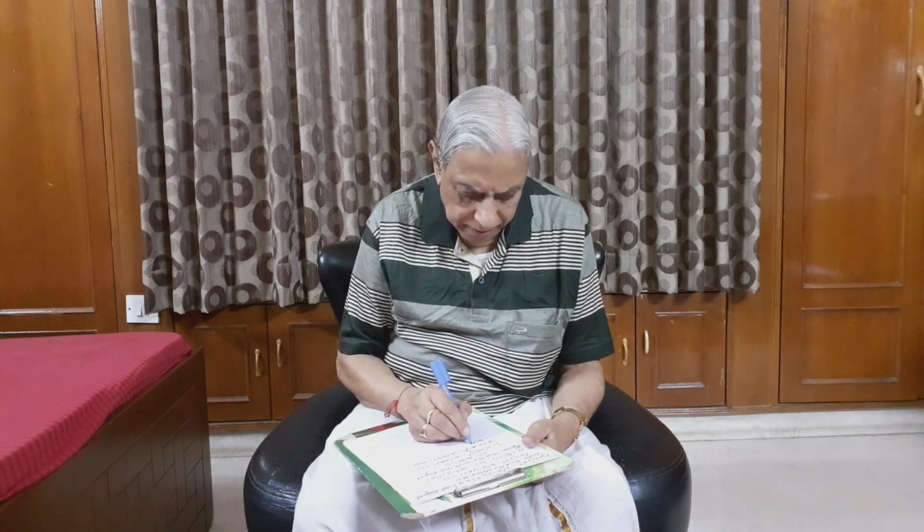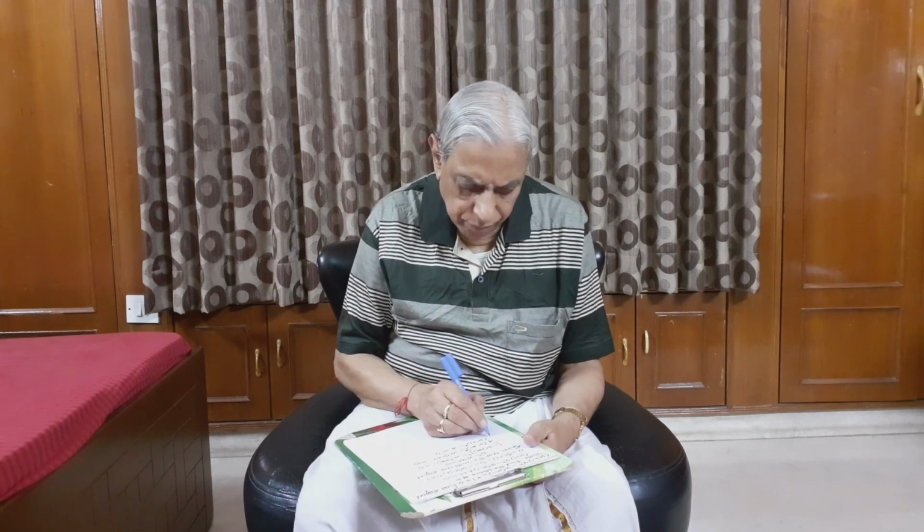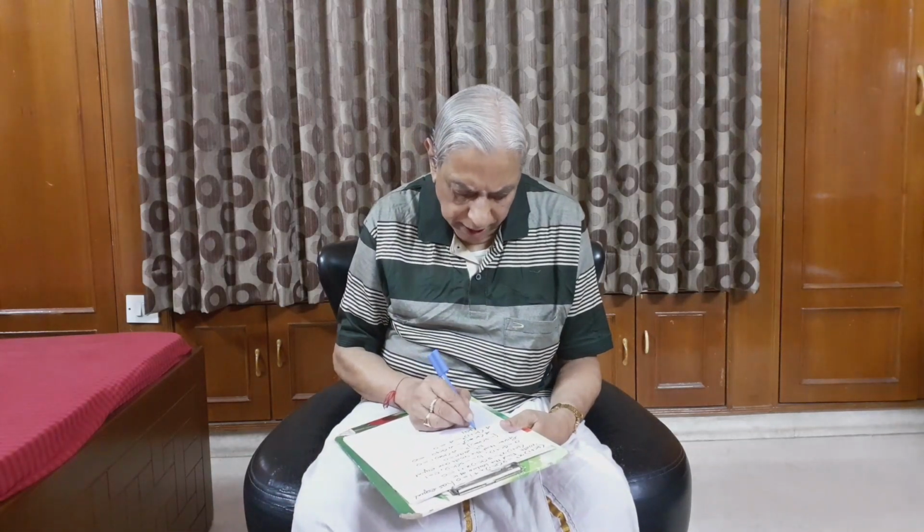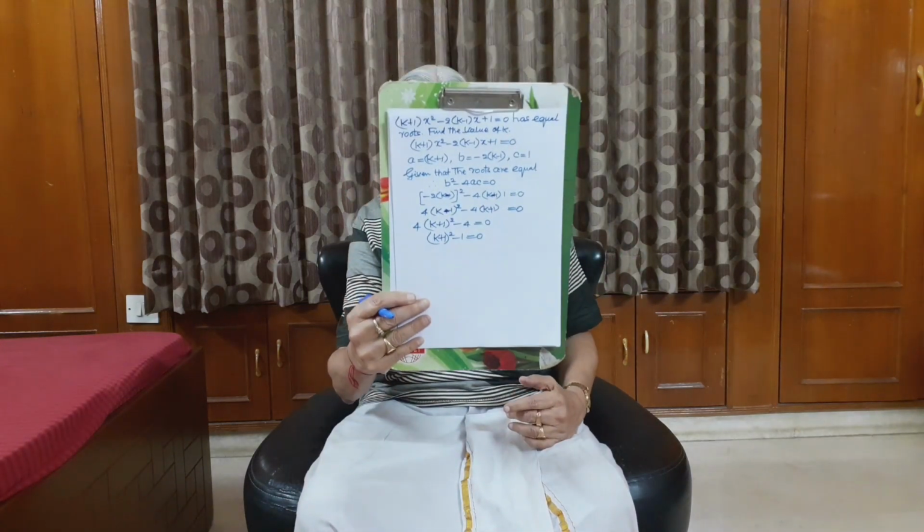4 is the common factor. Take it out. What do you get? k minus 1 the whole square, minus 4 equals 0. What is the common factor? 4 is the common factor. Take it out. You get k minus 1 the whole square minus 1 equals 0. See now? k minus 1 the whole square minus 1 equals 0.